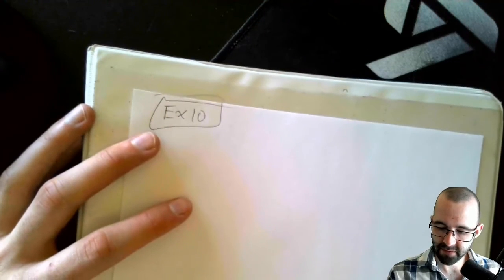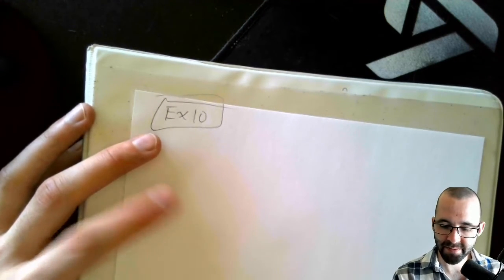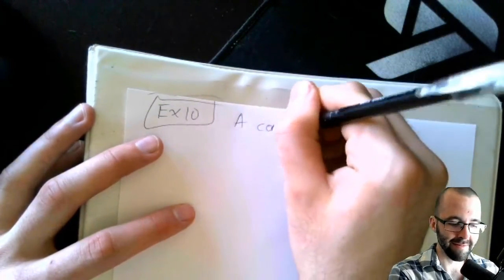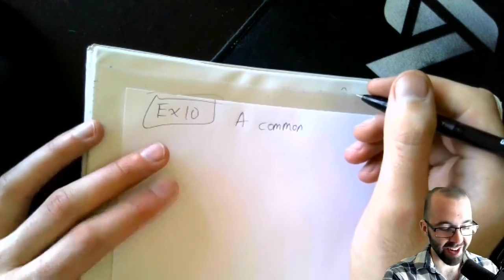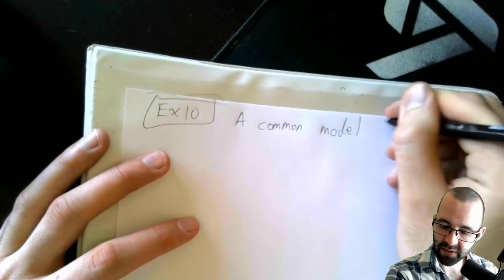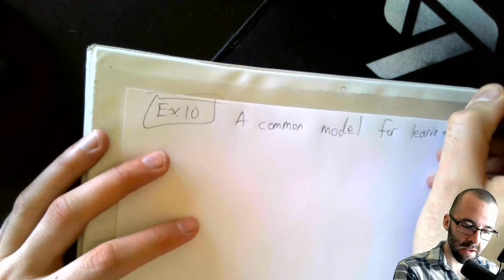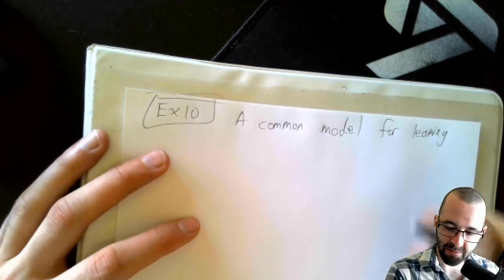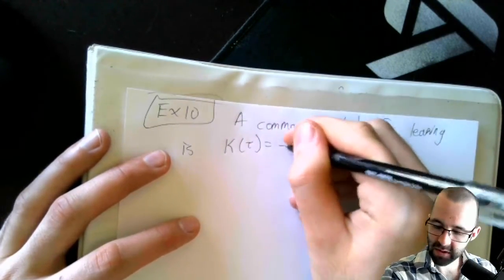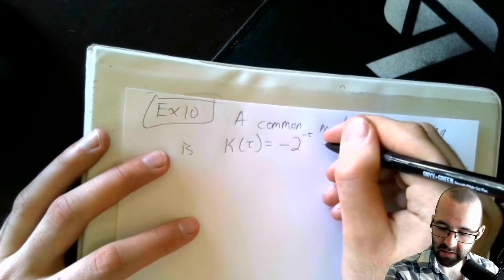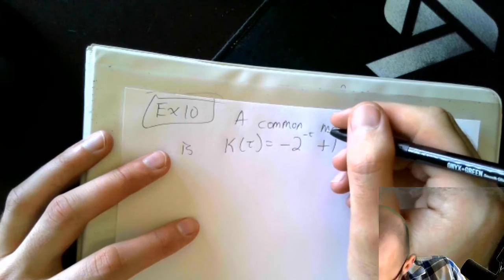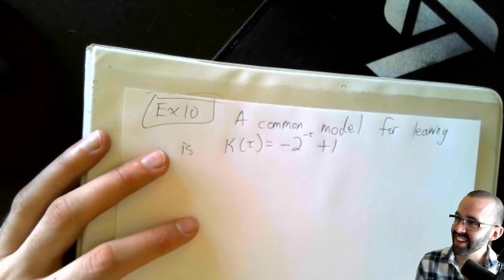So, you guys ready for an application problem? Because ready or not, here we go. So, a common model, I don't know how common it is. I make no claims to how common this is. But a common model for learning is the function k of t is equal to negative 2 to the negative t plus 1. My notes are a little bit messy right here. I think that's what it is.